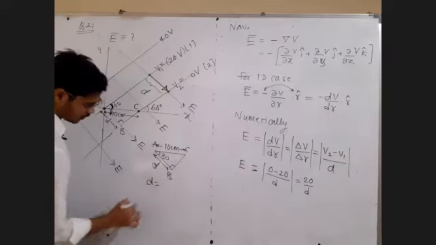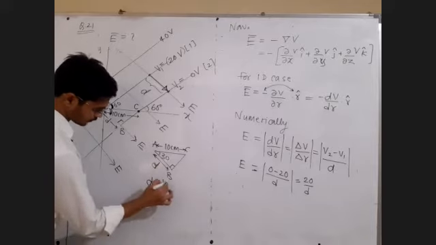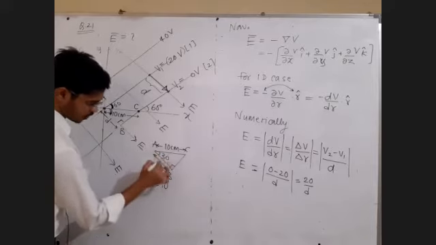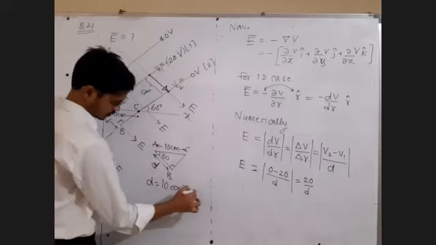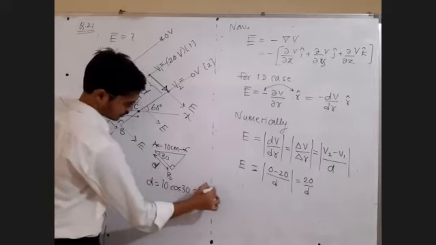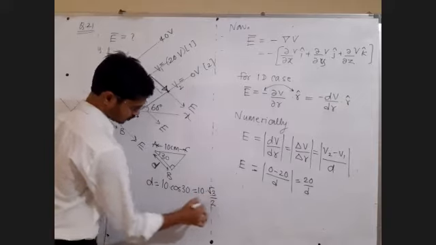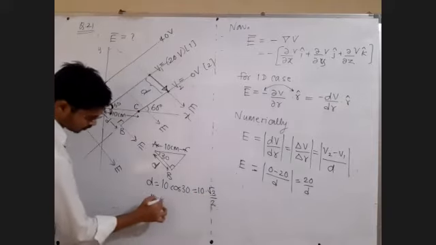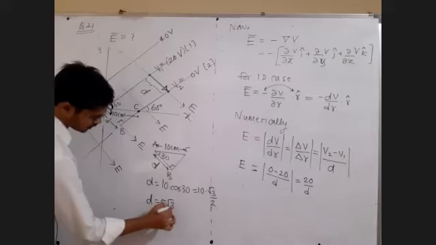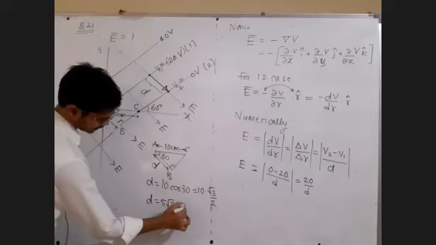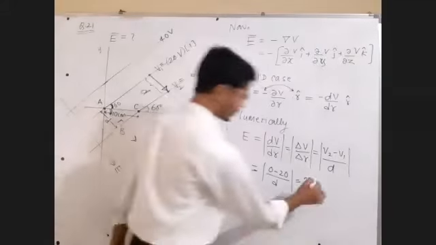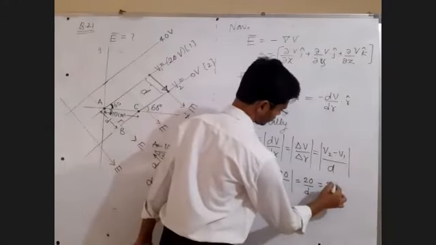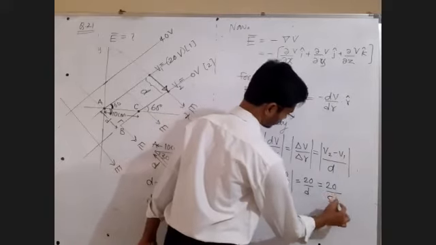So small d value from the geometry will be hypotenuse cos 30, 10 cos 30. So 10 as it is, cos 30 root 3 upon 2. So value of d will be equal to 5 root 3. But sir, this value is in centimeter. Put all the values in SI unit. So 20 divided by 5 root 3.